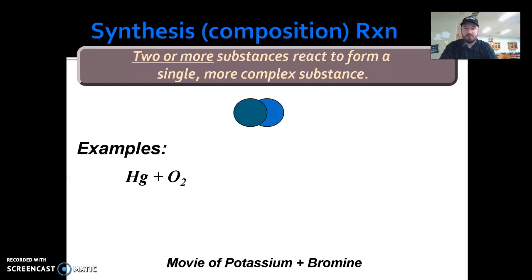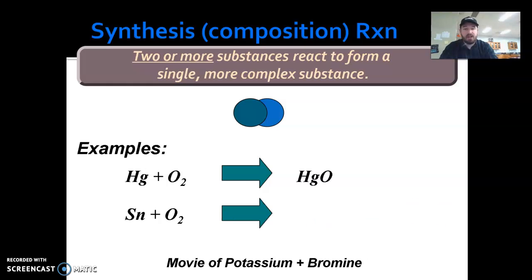And our first example, we have mercury plus oxygen. Hg is the symbol for mercury, and that produces mercury oxide. All right, so we go from having 2 elements, react them together, and now we have one compound. Our second example, we have tin, which is the abbreviation Sn, plus oxygen, and those 2 elements will combine together to produce tin oxide, which is a compound, more complex than before.